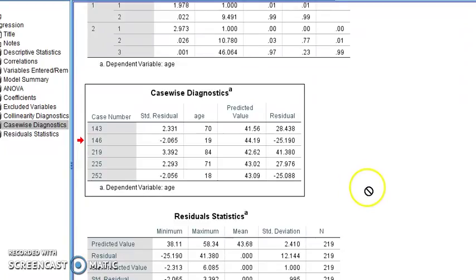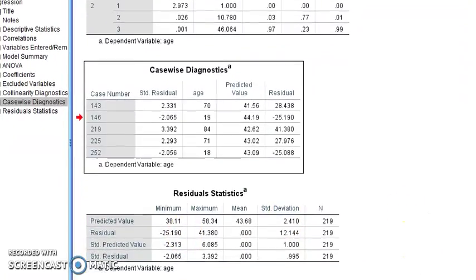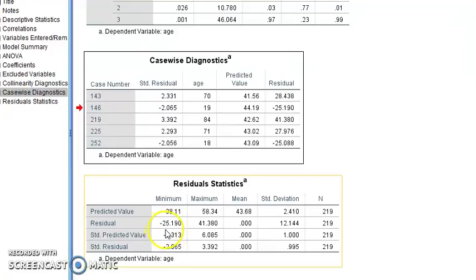Right? And the last one, the residual statistics, basically tells us that our model is predicting a minimum and maximum with an average age and our standard deviation, but we have very high residuals, basically between negative 25 and 41. And what a residual is basically an error. And so our model is off by negative 25 years and positive 41 years on some of our data. So those are very high residuals.